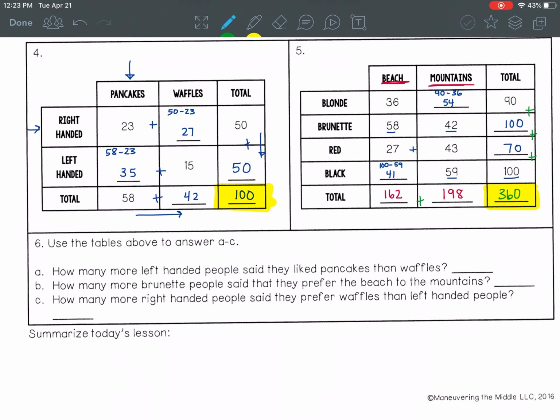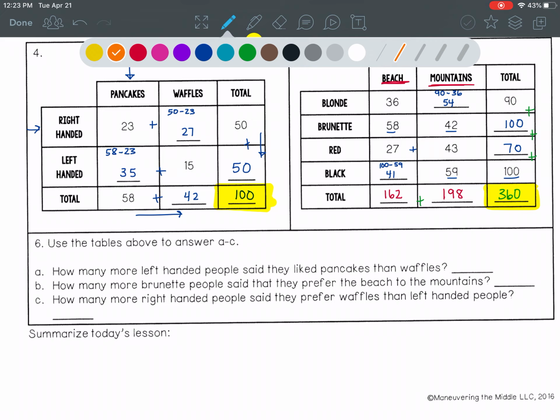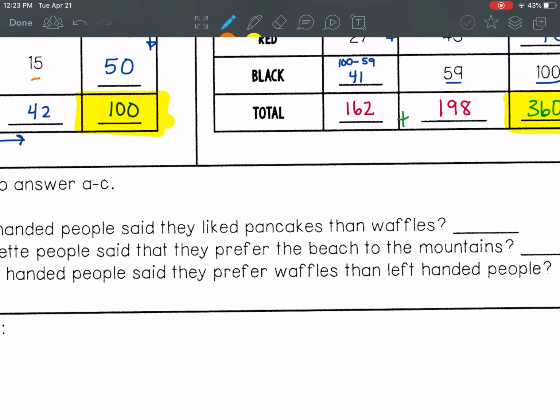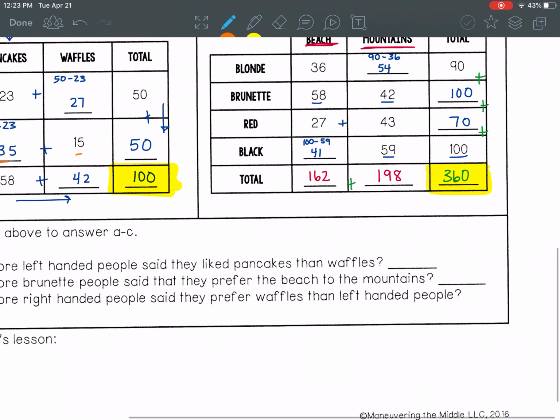Our answers should be pretty easy down here. So how many more left-handed people said they like pancakes than waffles? So we're just looking at left-handed people. And how many more said they liked pancakes? So 35 liked pancakes, 15 like waffles. So subtract them, and we get 20.